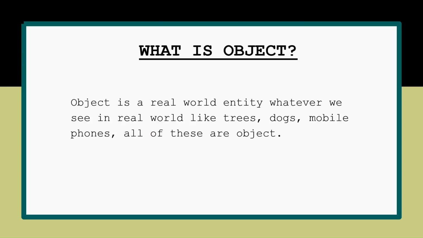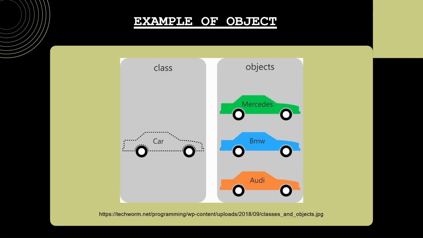So let us see the definition of object. An object is a real world entity. Whatever we see in the real world that we can describe, like trees, dogs, mobile phones, all of these are called objects. Another example of an object: there is a class car and 3 objects are created from this class: Mercedes, BMW, Audi. These 3 cars are 3 objects which have different attributes. One has color green, another has color blue, another has color orange.